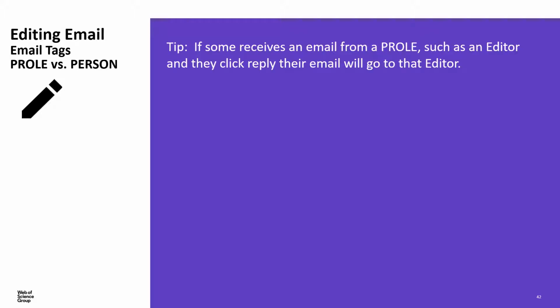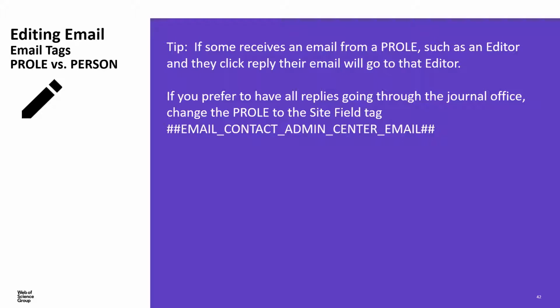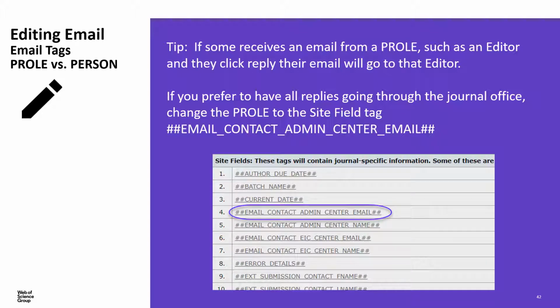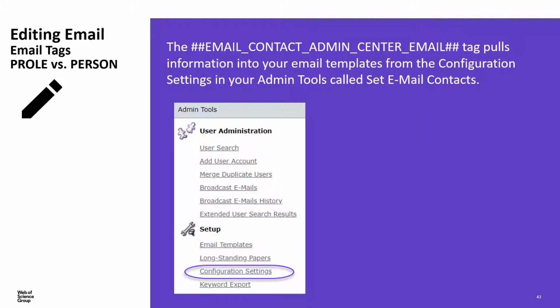Tip: if someone receives an email from a p-roll, such as an editor, and they click Reply, their email will go to that editor. If you prefer to have all replies going through the journal office, change the p-roll to the Site field tag, Email Contact Admin Center Email. This tag is located in the Site field tag list. The Email Contact Admin Center tag pulls information into your email templates from the configuration settings in your admin tools called Set Email Contacts.